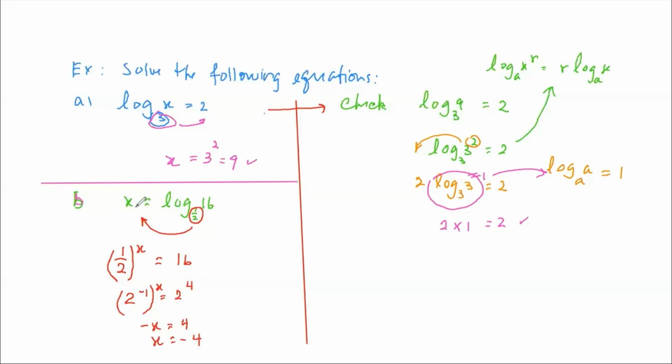At the same time, you can check for question B. Also replace x with the -4. Okay. And then you do the same way. Then we go to another example, you check the same way. Okay. Go to the next one. The last example.